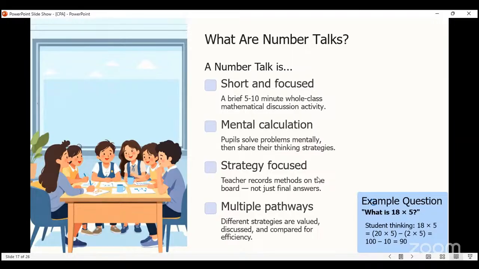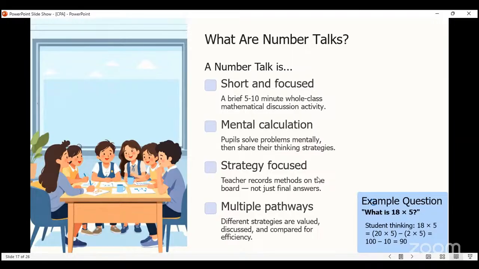The next step of a number talk is mental calculation. People solve problems mentally, then share their thinking strategies. Number talks are strategy focused. The teacher records methods on the board, not just the final answers. Then the essence of multiple pathways.